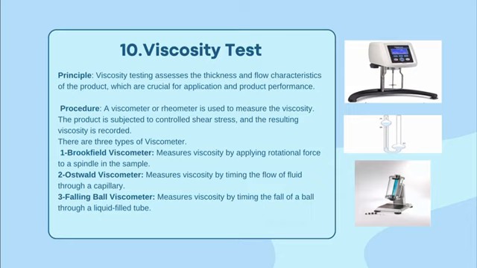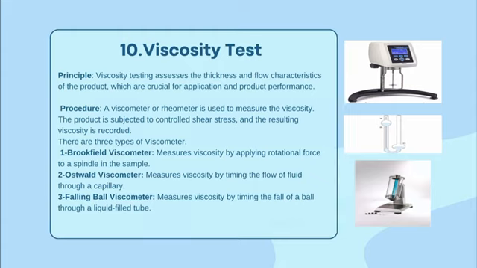There are 3 types of viscometer. 1. Brookfield viscometer: measures viscosity by applying rotational force to a spindle in the sample. 2. Ostwald viscometer: measures viscosity by timing the flow of fluid through a capillary. 3. Falling ball viscometer: measures viscosity by timing the fall of a ball through a liquid-filled tube.